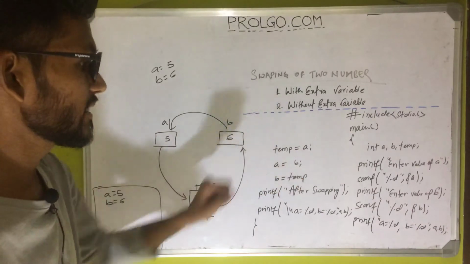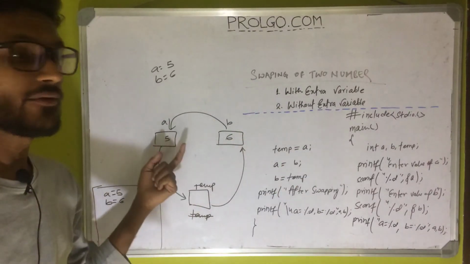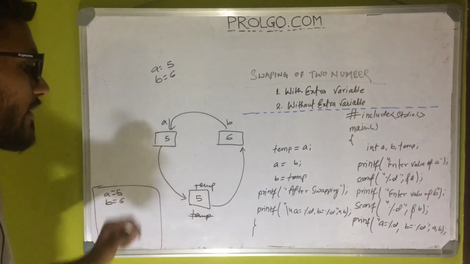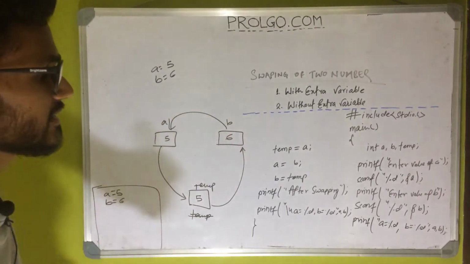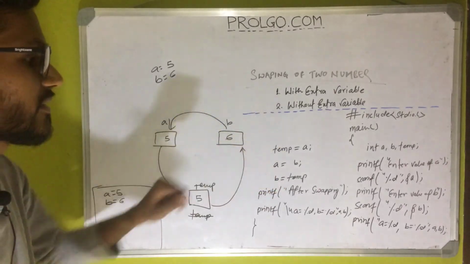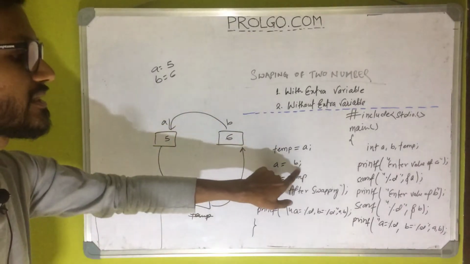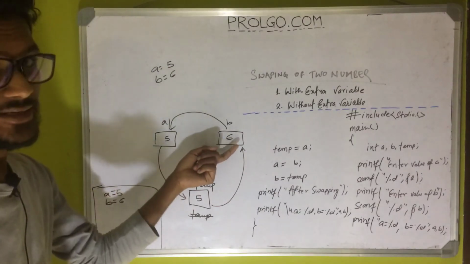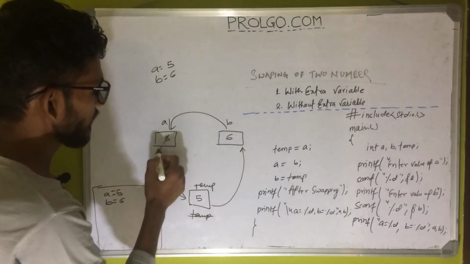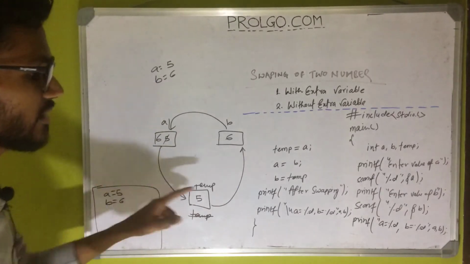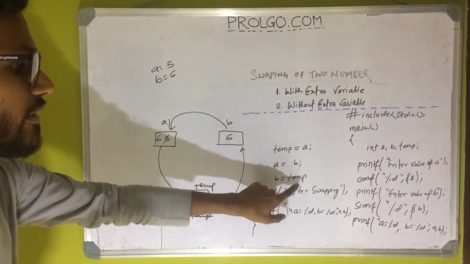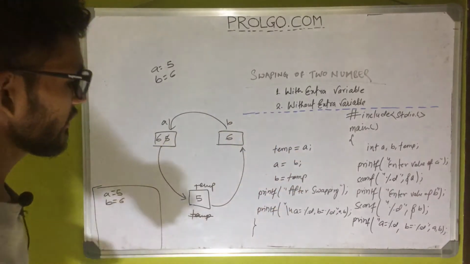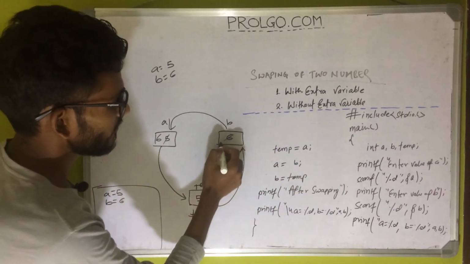After this, temp is equal to A. The value of A will be moved to temp, or more appropriately, copied to temp after executing this statement, and then A is equal to B. So whatever the value inside B will be moved to A. Inside B it is 6, so A will be updated and become 6. And now B is equal to temp, so whatever the value inside temp will be moved to B, so the value 5 will be moved here.